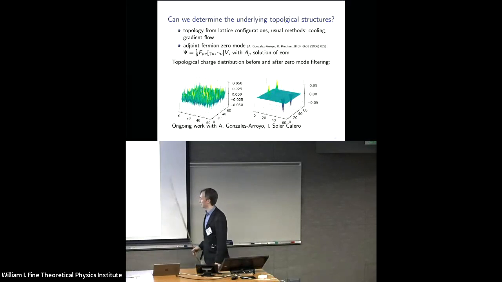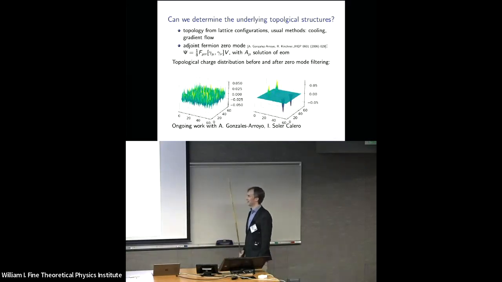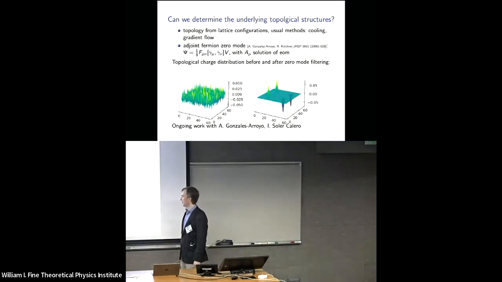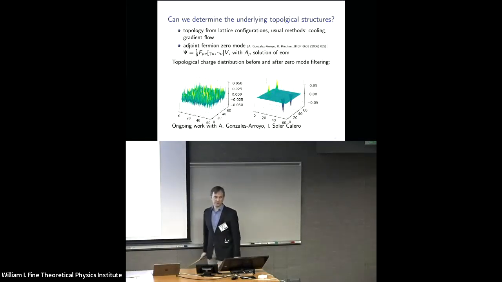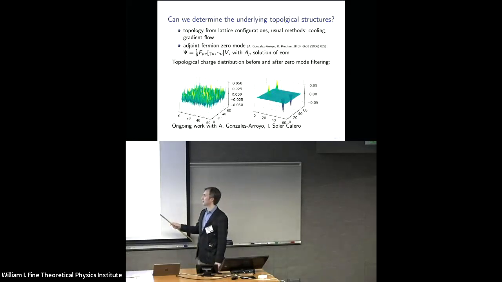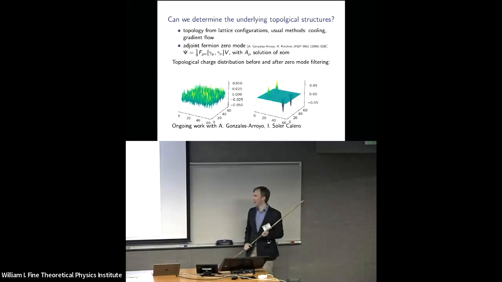Antonio Gonzalez Arroyo is to find some methods to get more insights in the semi-classical regime and maybe identify certain topological structures. And therefore, you have always the problem, of course, how to define topology on the lattice. And one usual method is that you use some cooling or gradient flow to smoothen the configuration.